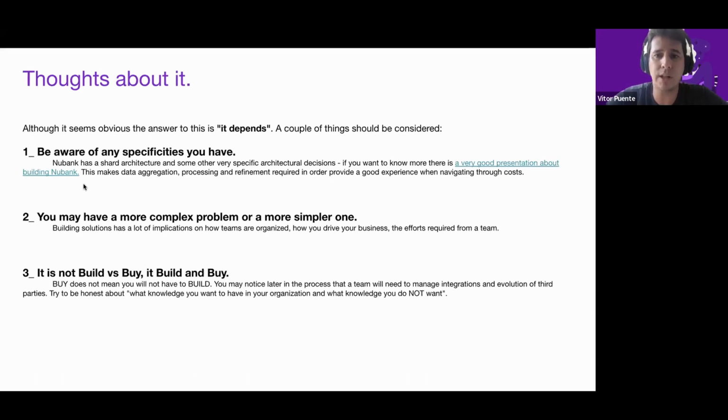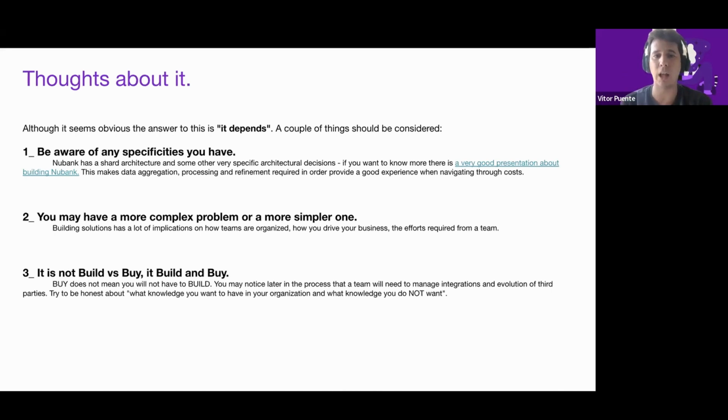Things that I would like to share some thoughts on: every environment has some specificities, so be aware of yours. It's not build versus buy, it's build and buy, and you probably have to mix on what makes sense. You may have a more complex problem, or a simpler one. Look at the problem you want to fix, see which kind of knowledge you want to keep, and which kind of knowledge you want to leverage from standard tools instead of custom building.